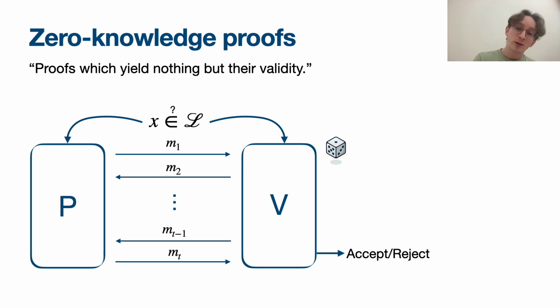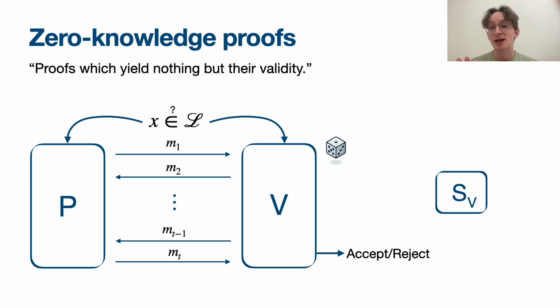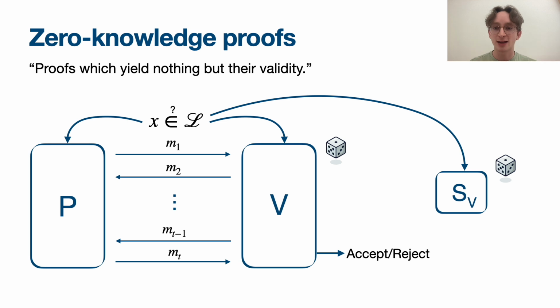And just like before, we want completeness and soundness, these same conditions, but we also want this zero knowledge condition, which we formalize by asking for a simulator. We say there's a simulator which gets the same powers as the verifier, so access to X, the input, and randomness, and also runs in polytime, and it ought to output what the verifier sees.